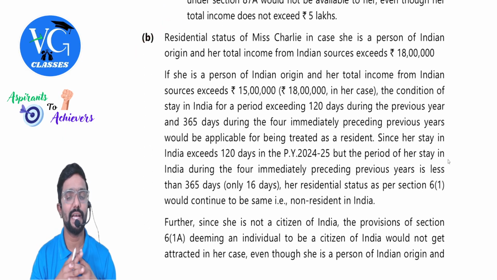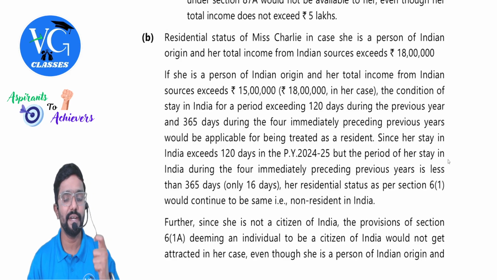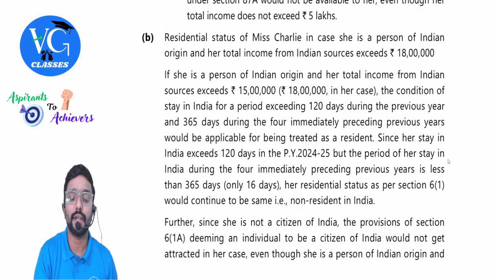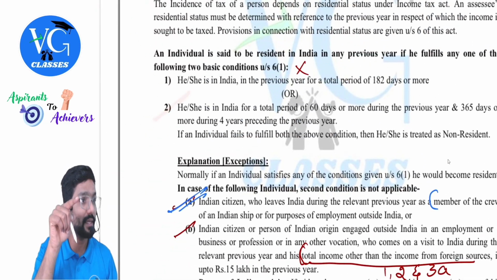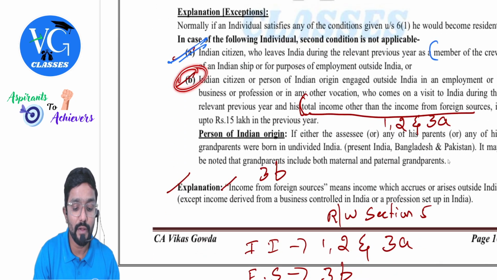Residential status of Miss Charlie in case she is a person of Indian origin and her total income from Indian sources exceeds 15 lakh, 18 lakh in her case: the condition of stay in India for a period of 120 days during the previous year and 365 days during the 4 years immediately preceding the previous year would be applicable for being treated as a resident. Yes, sir. You can see, sir, in that case, is the second condition applicable for her? Yes. But listen here. Will she come here or in this paragraph?